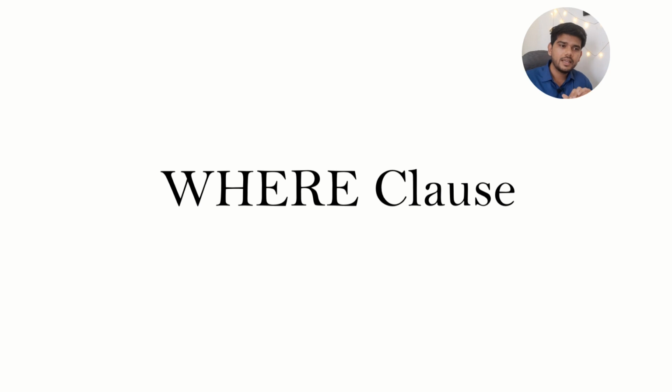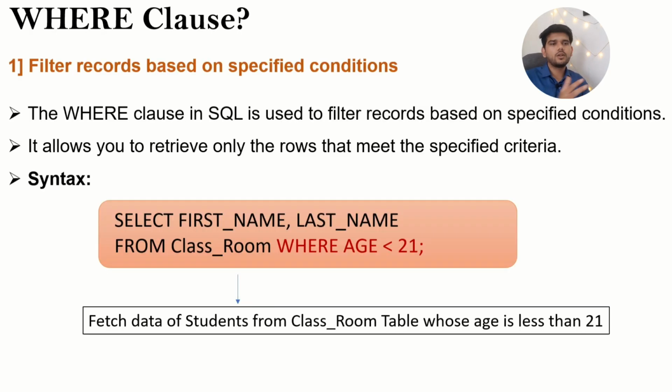Now we'll understand the use of the where clause. The where clause in SQL is used to filter records based on specific conditions. That means it allows you to retrieve only the rows that meet the specified criteria. Whatever conditions we mention inside the select statement, the data will be fetched accordingly. Okay, let's take an example and understand this.